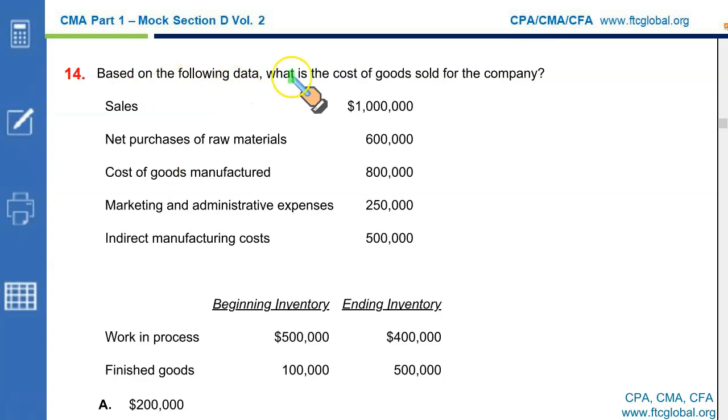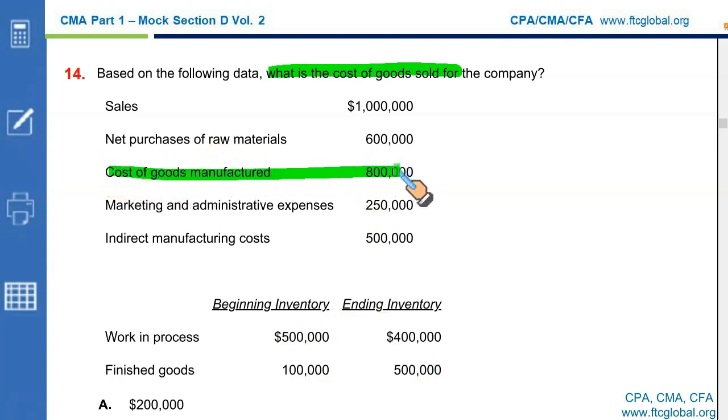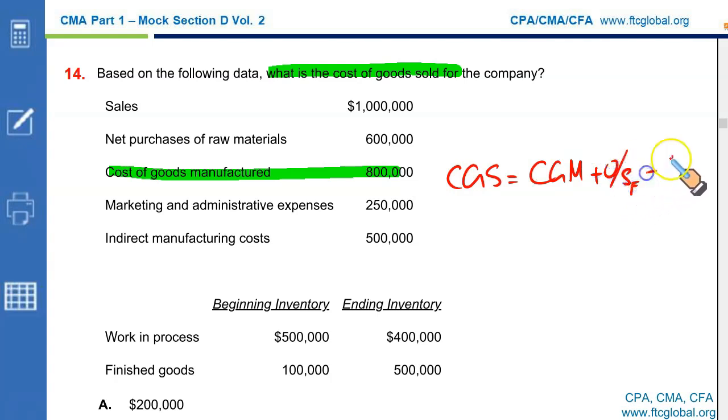Based on the following data, what is the cost of goods sold for the company? Sales is given, net purchase of raw material, cost of goods manufactured, marketing and administrative expenses, indirect material, work in process opening and closing, finished goods opening and closing. We need CGS, and we have been given the cost of goods manufactured. I hope you would remember cost of goods sold is equal to cost of goods manufactured plus opening stock of finished goods minus closing stock of finished goods.